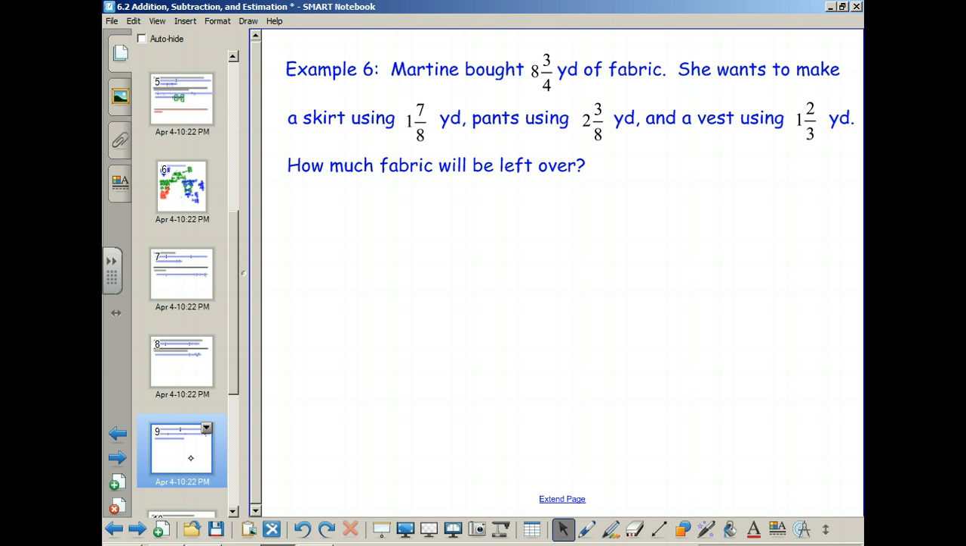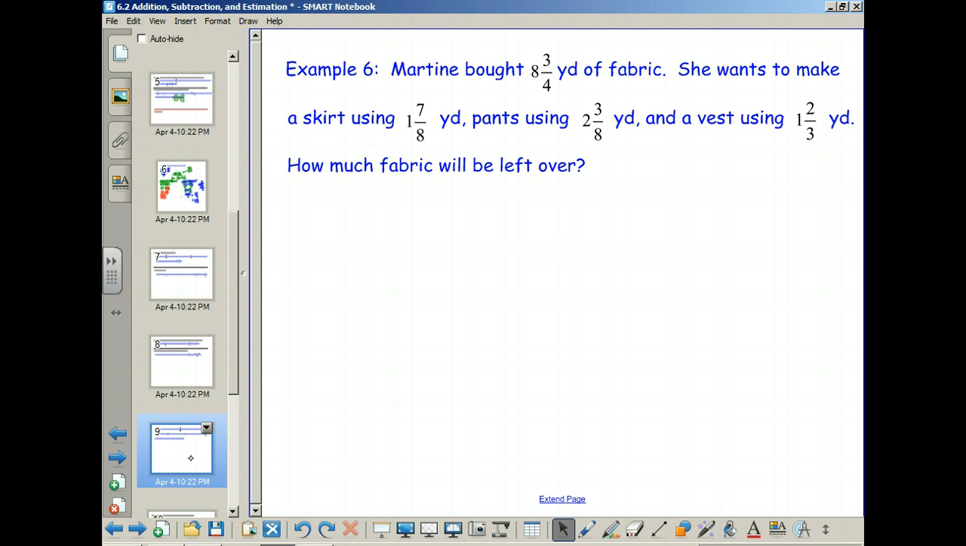So you can do this problem in a variety of ways, right? One option is that you could take the 8 3/4 and subtract 1 7/8, and then subtract 2 3/8, and then subtract 1 2/3. And visually, if you imagine her doing this, that's what she would really do, right? She'd roll out the fabric on the floor. If you've ever done any kind of sewing project, this is what you do. You roll out the fabric on the floor, and you put the patterns on top of the fabric, and you cut them out one at a time. So literally, you would cut off each of those pieces one at a time, right?